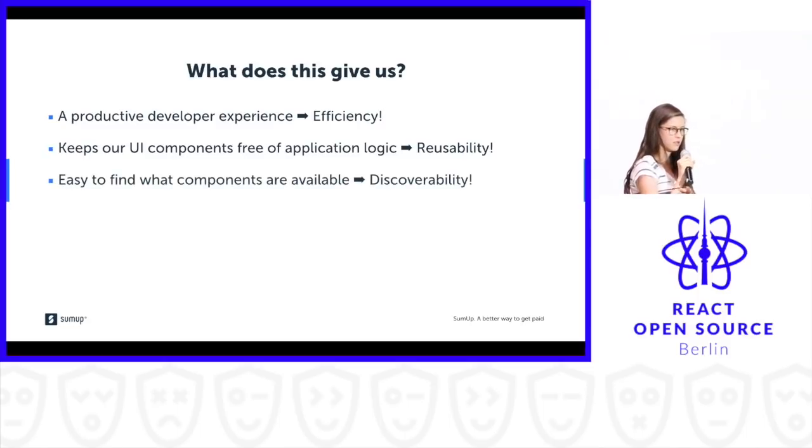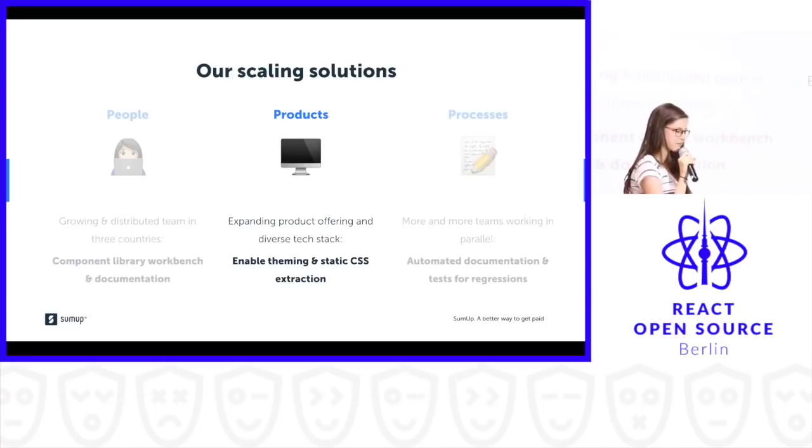And finally, we solve the two components problem, the two currency input problem, by making components discoverable. Because if a developer is able to find a component that's tested, used in production, and has documentation, they have literally no reason not to use it. And this is obviously a lot more efficient when you make things discoverable.